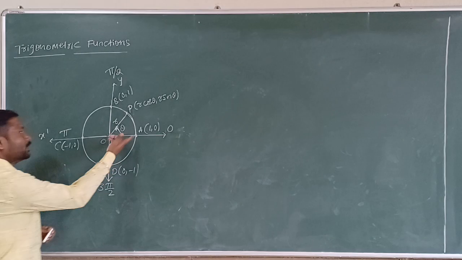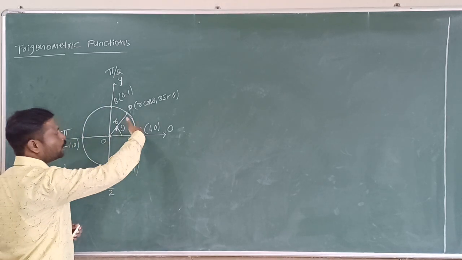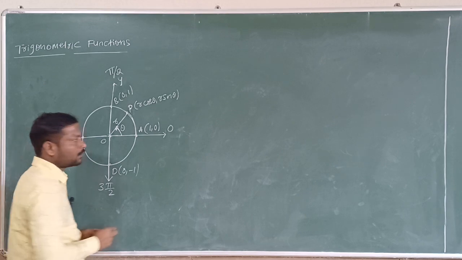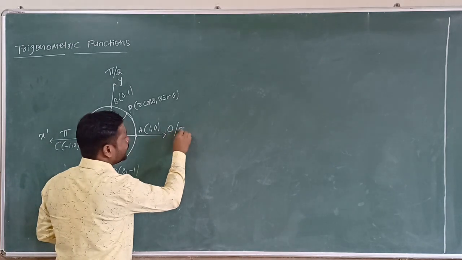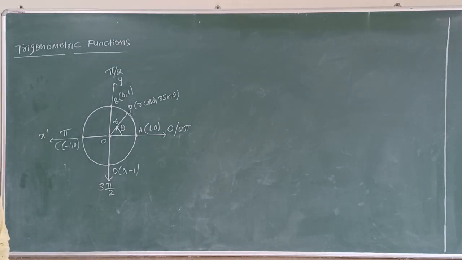In the same way, the revolving line takes one complete revolution, then it becomes what? 360 degrees. 360 degrees in radians is how many radians? 2 pi radians.